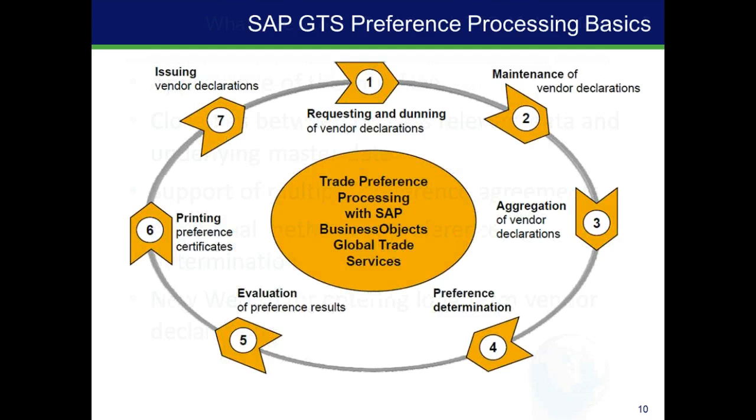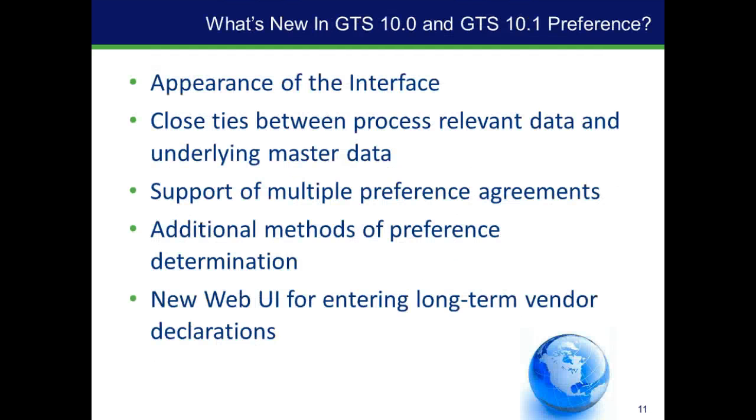So some of the things that are new in 10.0 and 10.1 in terms of preference are the appearance of the user interface. So the GTS menu path has changed in 10.0 and 10.1, where before preference processing was a single area in the risk management module. Now it's two. So now you have preference processing and preference processing master data. And this is a logical separation of the master data from the transactional elements.